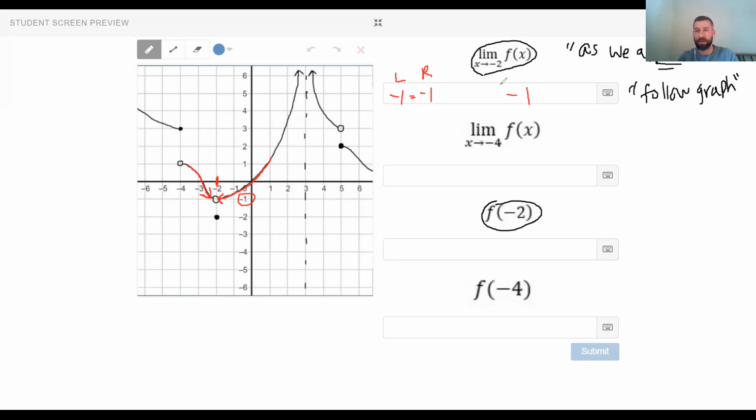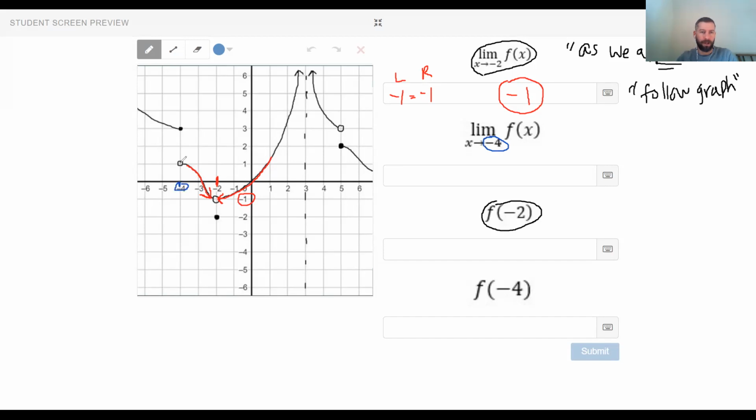All right, so they have to agree in order to have a limit that exists. So they have to kind of join together, kind of using that graph, even if there's an open circle there. Now we're going to do the same thing as we approach -4. All right, so let's kind of annotate this one in blue. Here's my x value of -4 right here, right?